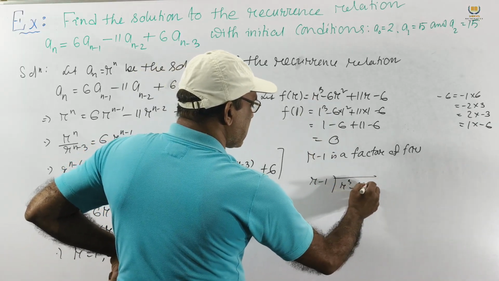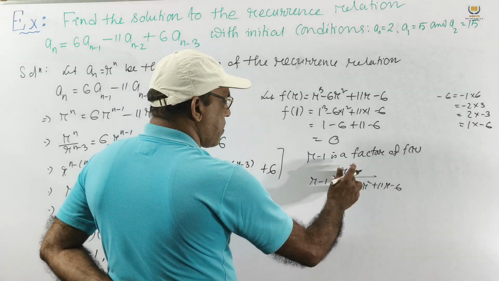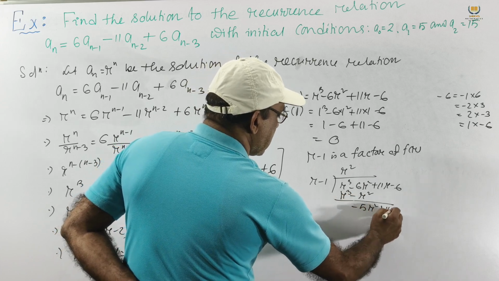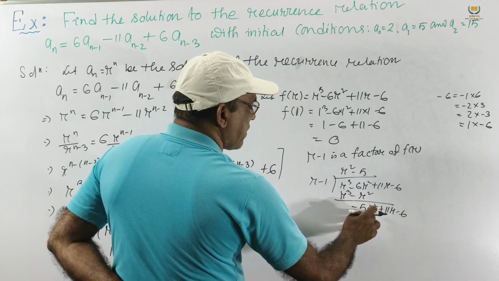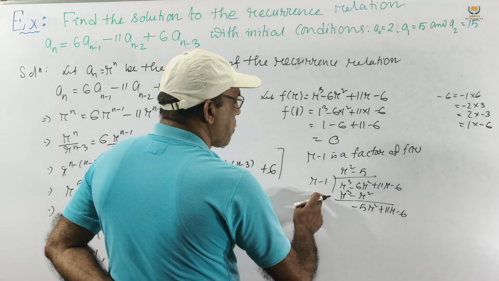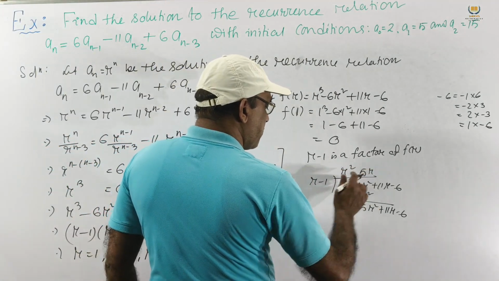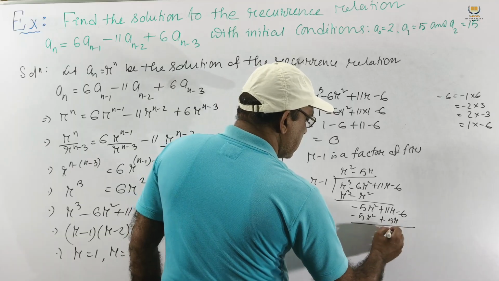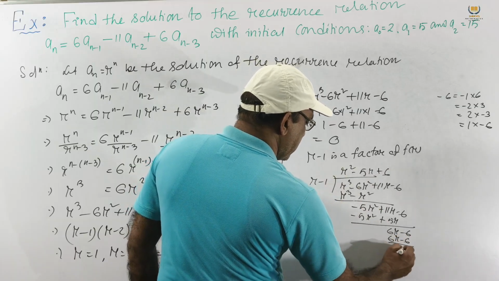f(r) means r cubed minus 6r squared plus 11r minus 6. We give r squared, then r cubed minus r squared, leaving minus 5r squared plus 11r minus 6. Then we give minus 5r, multiplying, minus 5r squared plus 5r, leaving 6r minus 6. Then 6, giving 6r minus 6, remainder 0.